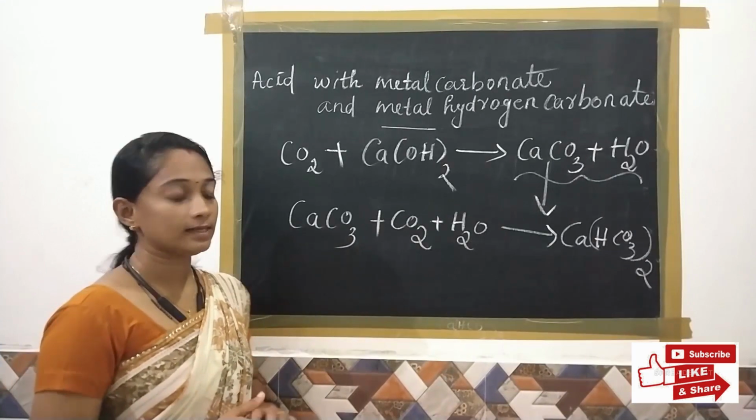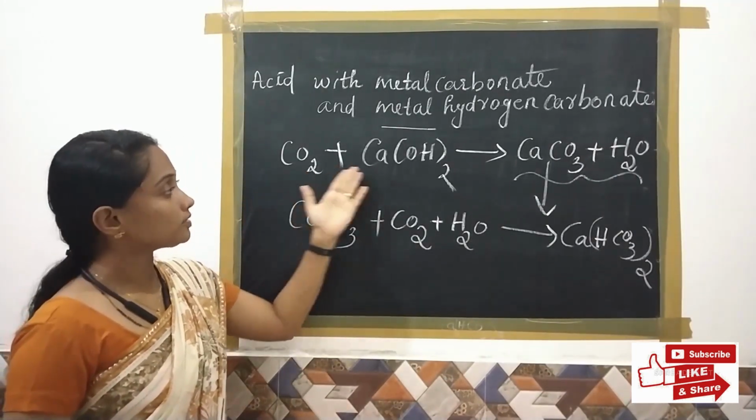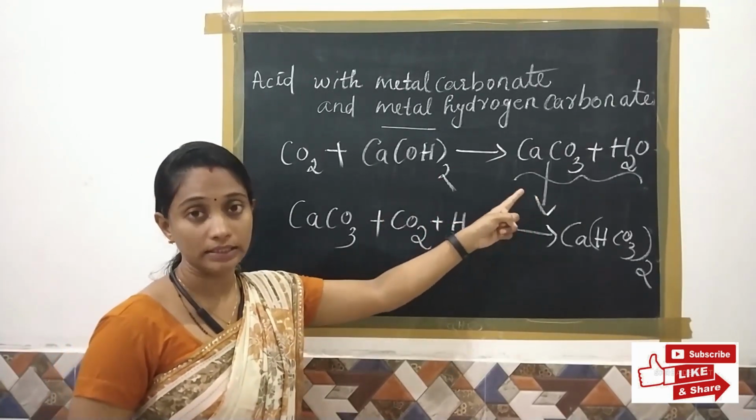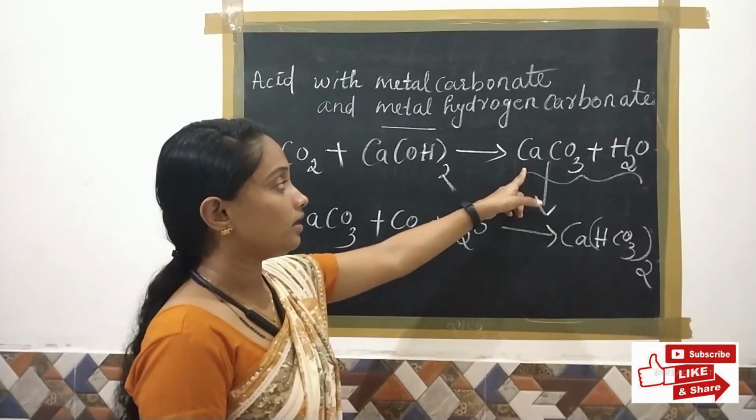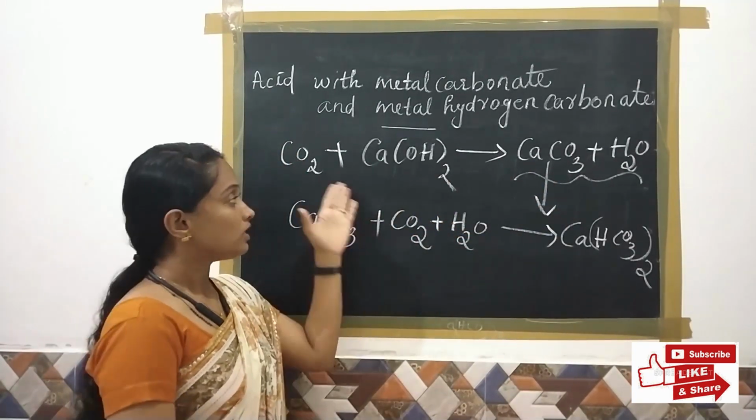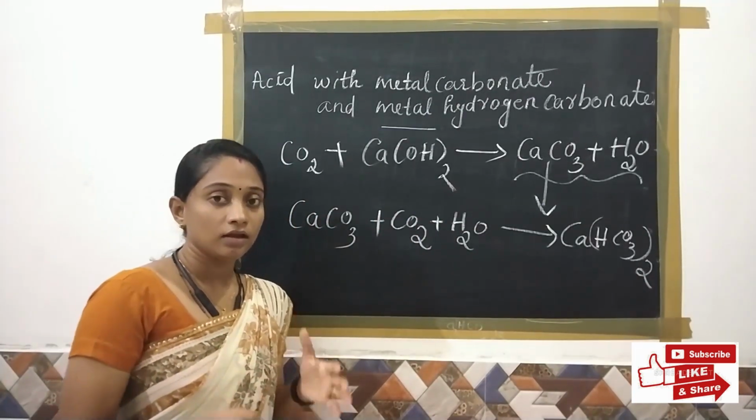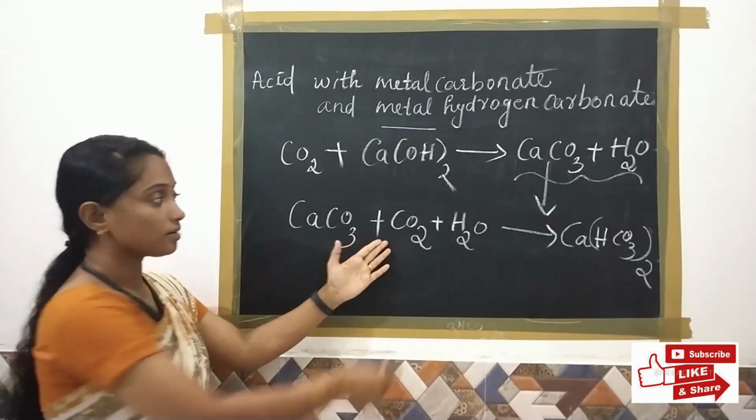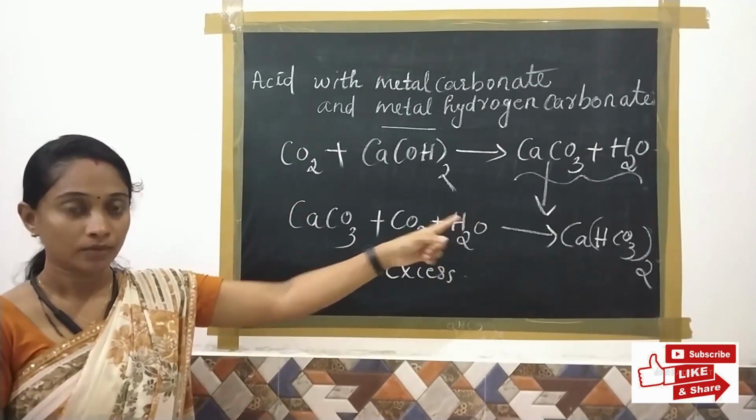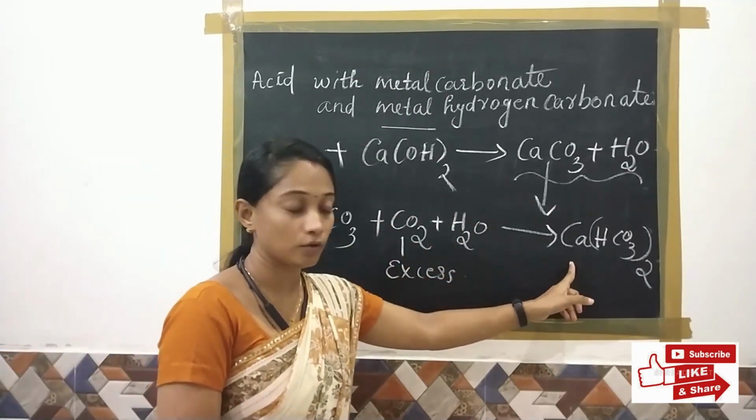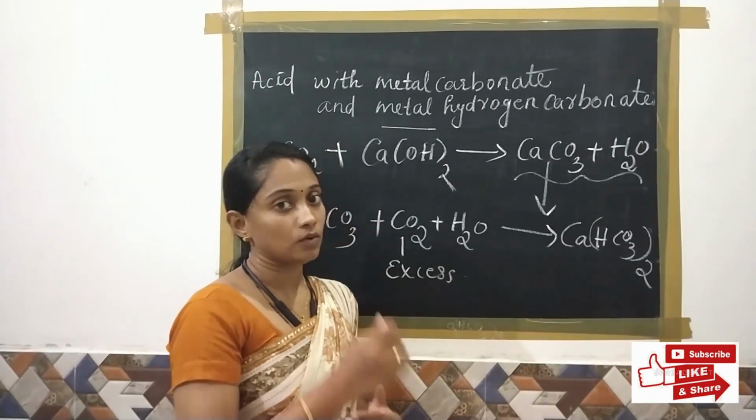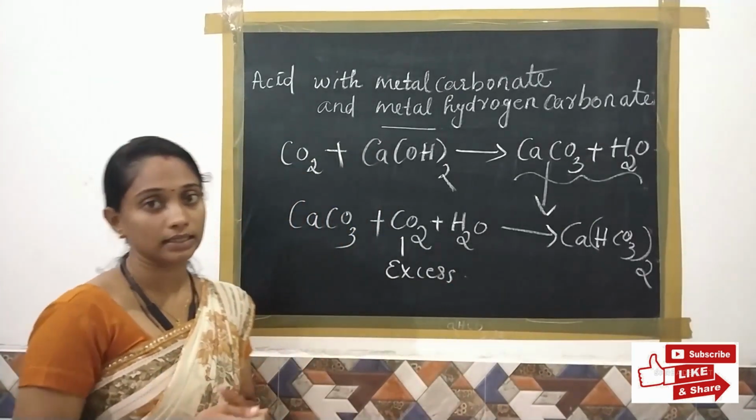Due to this property, the milkiness slowly disappears. Let us go through the reaction once again. When carbon dioxide gas is passed through lime water, that is calcium hydroxide, the lime water turns milky due to the formation of calcium carbonate, because it is insoluble in water. That is why the solution is milky. And when we pass excess carbon dioxide through this solution, it forms another compound, calcium hydrogen carbonate. It is soluble in water, so the milkiness slowly disappears.